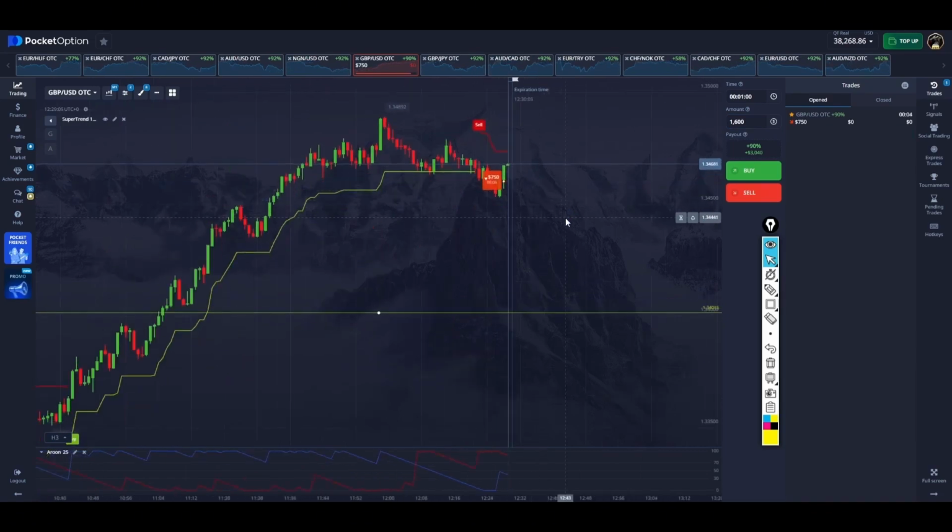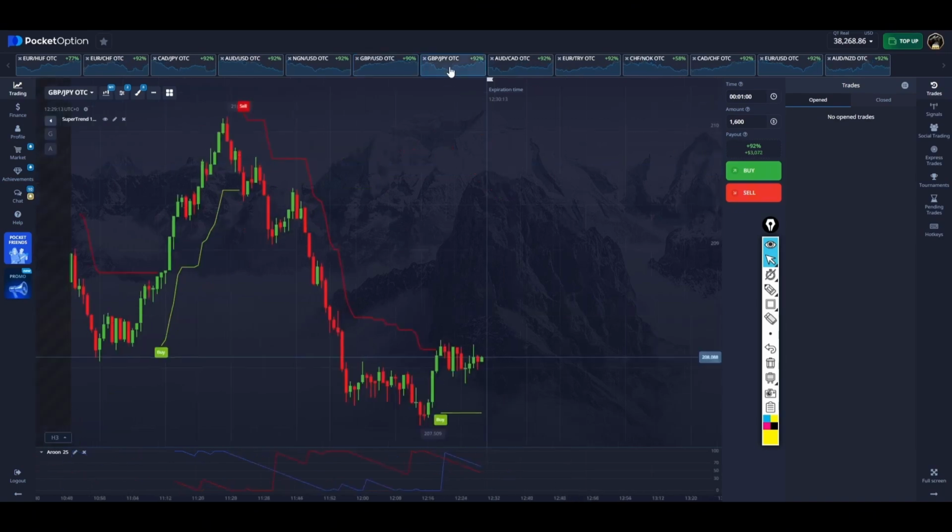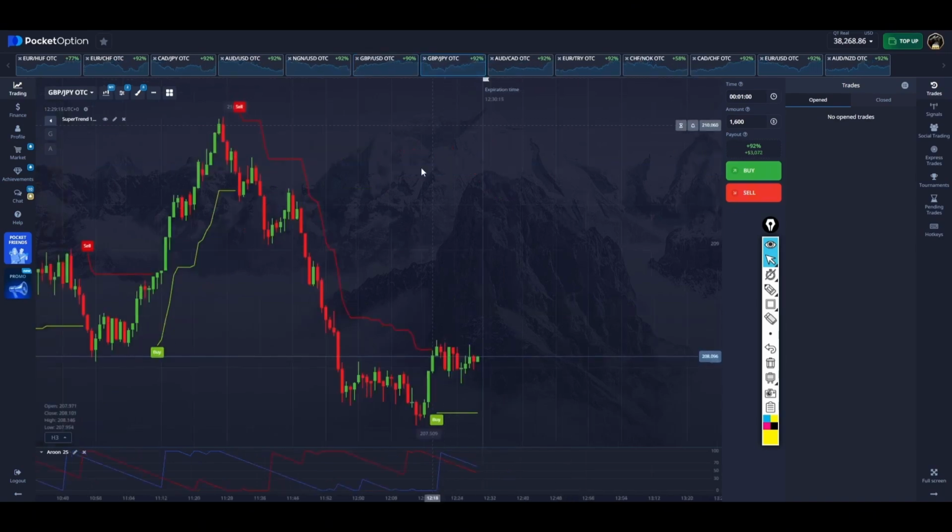The impulse is moving against me. I'm already preparing a hedging trade. Let's see how this option closes. Unfortunately, the option closes against me on this currency pair. I don't plan to stop here though, and will look for something more interesting.